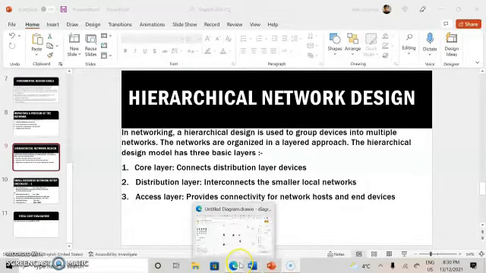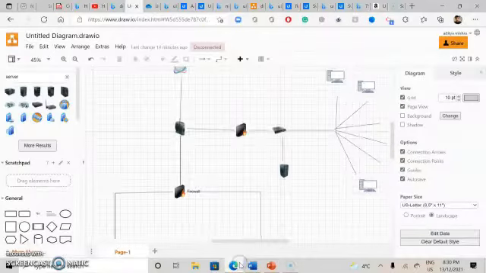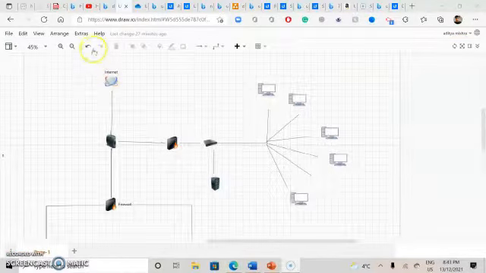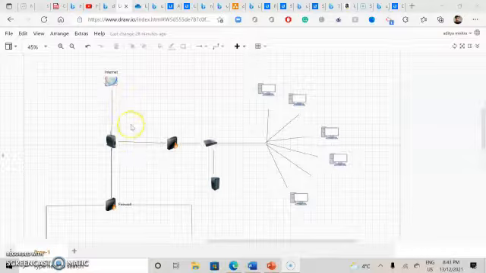You can use Microsoft Visio, but I've used an online website called draw.io. Over here, the internet is coming through fiber optics cable into the modem, and I've used all the products from ubiquiti.com. I'll tell you about it later.